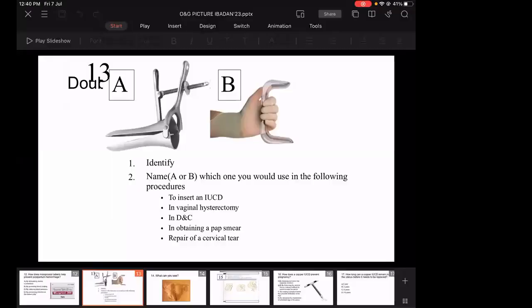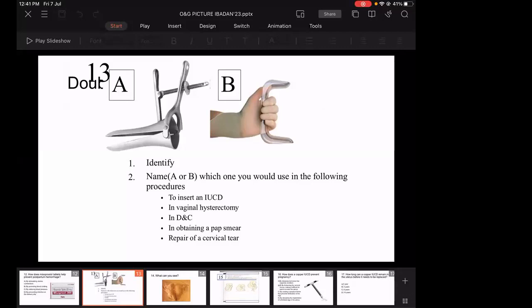So please identify A. What is the instrument? Speculum. What type of speculum? Cusco speculum. Then what of B? Sims speculum. So both are speculums. A is Cusco, B is Sims.